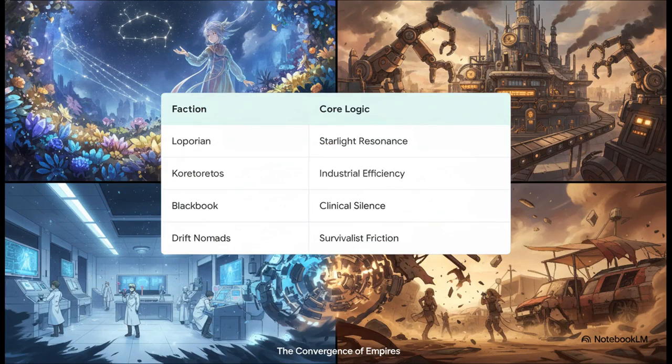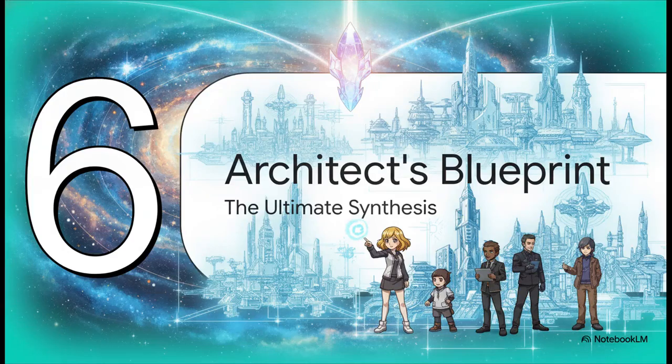And this logic scales way up to govern entire civilizations. We've got the Leporian Empire relying entirely on curated starlight resonance. Coracados runs purely on rigid industrial efficiency. Black Book, as we know, enforces clinical silence, and the Drift Nomads survive through messy, survivalist friction. The whole narrative is basically building toward this massive climax called the Convergence of Empires, where these four totally incompatible programming languages are forced into a violent, singular collision. And that leads us perfectly into our final part, Section 6, the Architect's Blueprint.